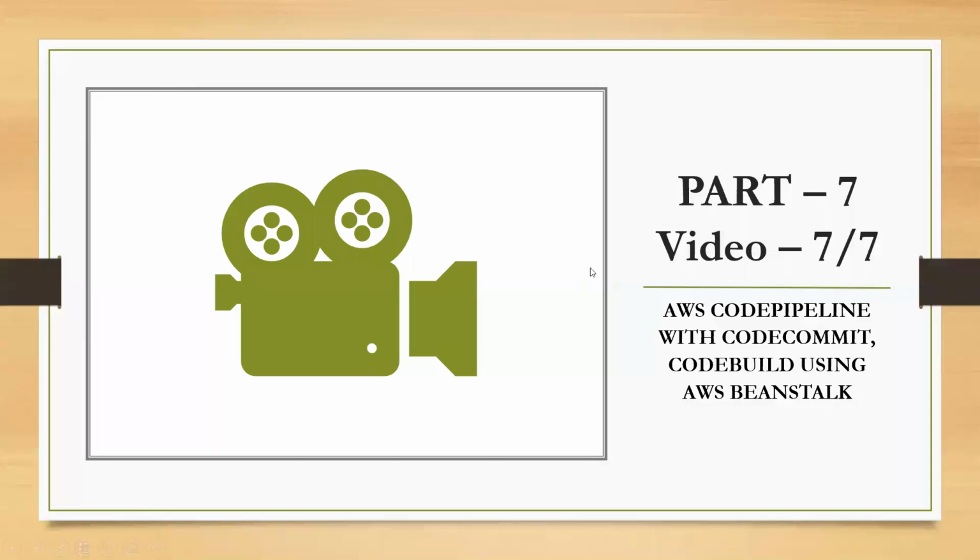Hi all, this is part 7 and the last video for this series. We will do a POC on the AWS CodePipeline with CodeCommit and CodeBuild using AWS Beanstalk. In the last video, we used the same thing but instead of CodeBuild. In this demo, I have added the CodeBuild, and my motive is to go step by step so a newer person from AWS can understand all those things.